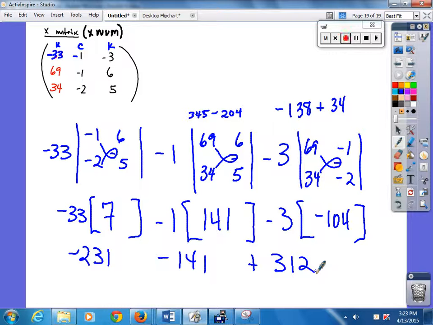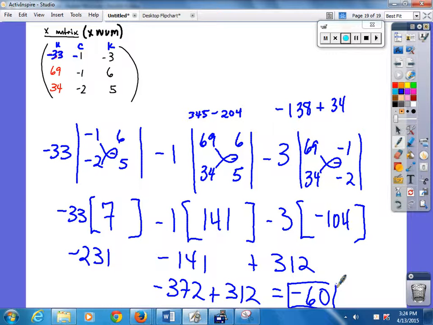Wow. All right. So negative 231 minus 372 plus 312. So you owe $372. You have $312. That means you still owe what? 60 bucks? Yep. So that'd be negative 60.